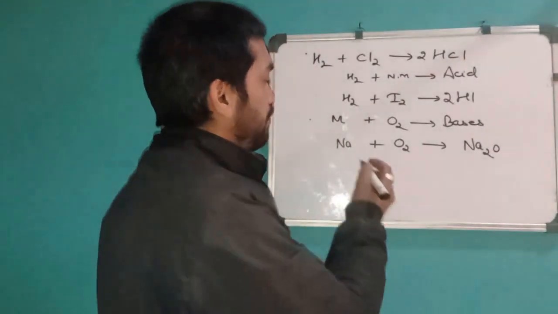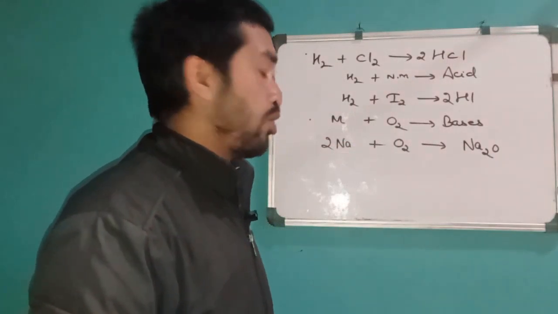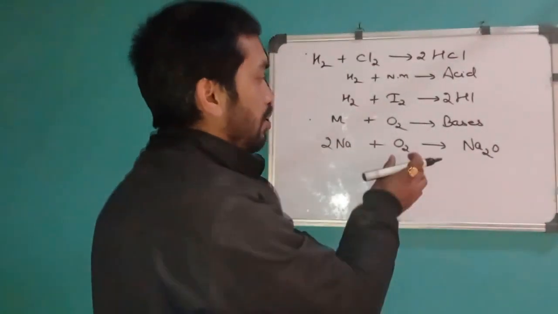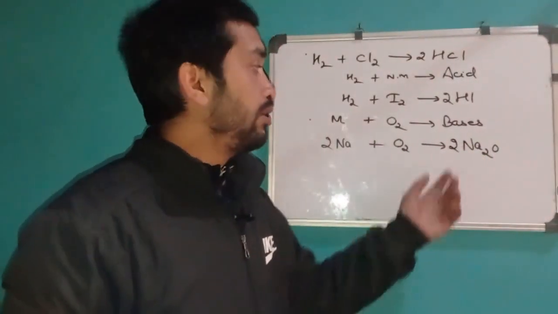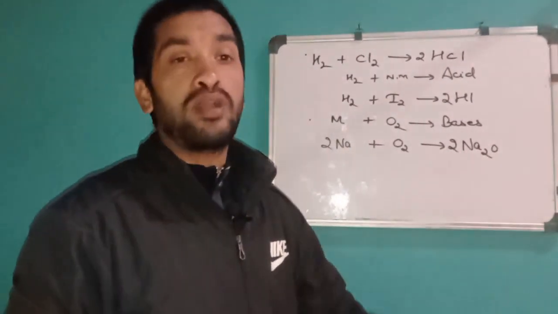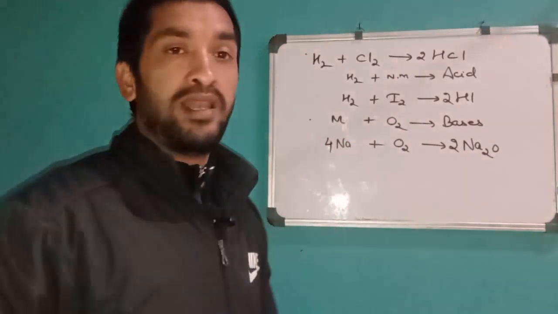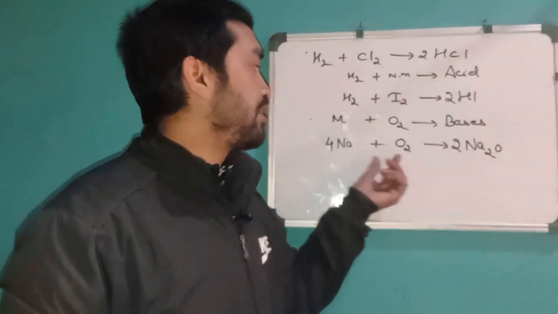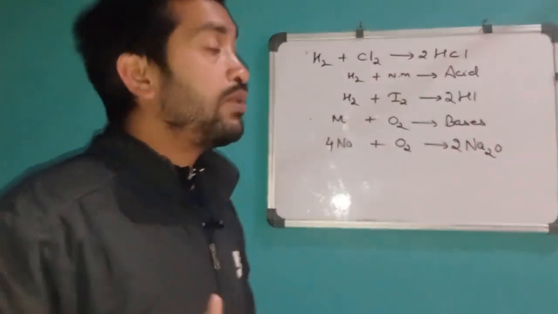Now let us balance it. 2 Na are here, so 2 Na. Now it is not balanced. Still it is not balanced. Oxygen is 2. So let us make it 2 again. Now, while balancing, oxygen got balanced, but now sodium got unbalanced. So let us make it 4. Now this is the balanced reaction. 4 Na reacts with a molecule of oxygen to give you 2 molecules of sodium oxide.